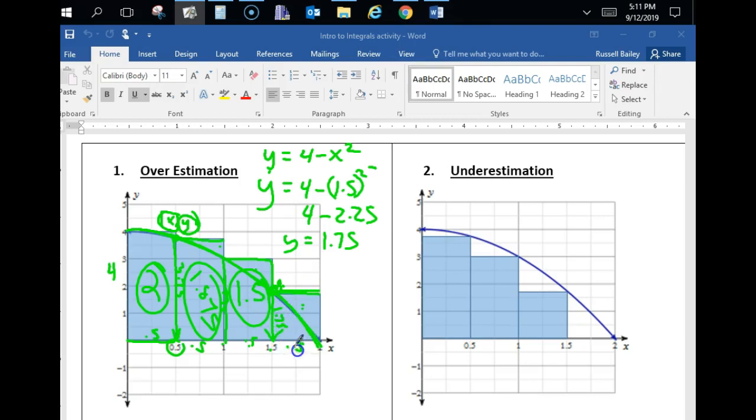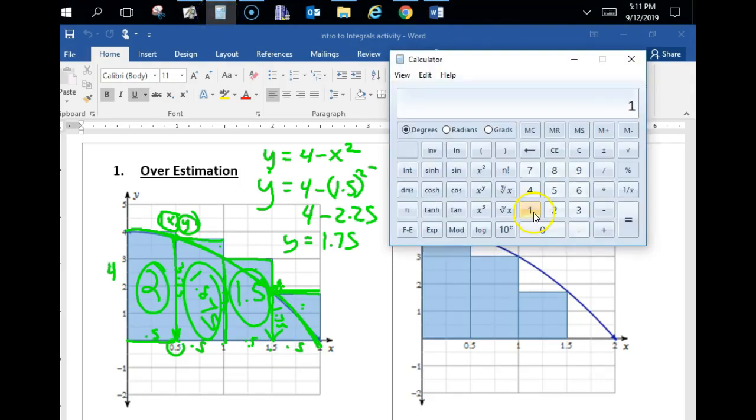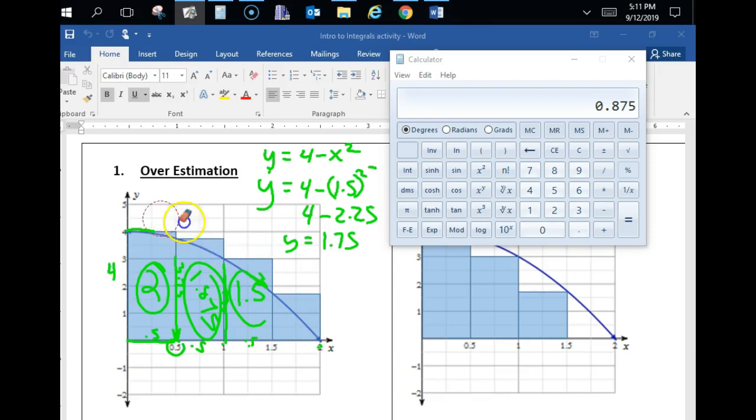So we have another base of 0.5 times another height of 1.75. Let's do it. 1.75 times 0.5 is 0.875. Okay, so I got a lot of extra stuff up here, so I'm going to erase all the extra stuff that I've got. All right, so this rectangle's area is 0.875.